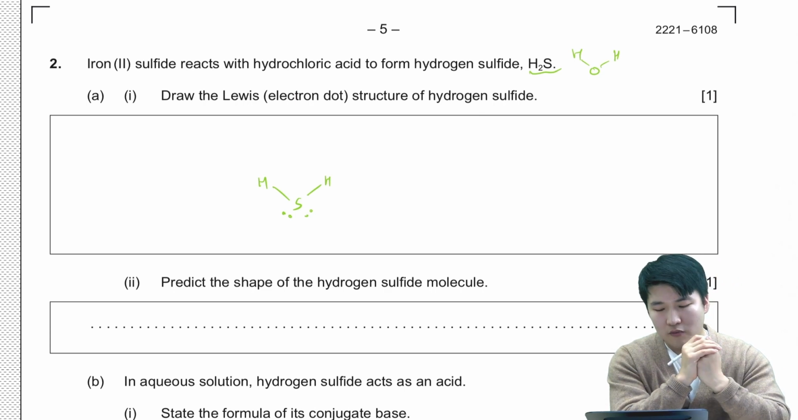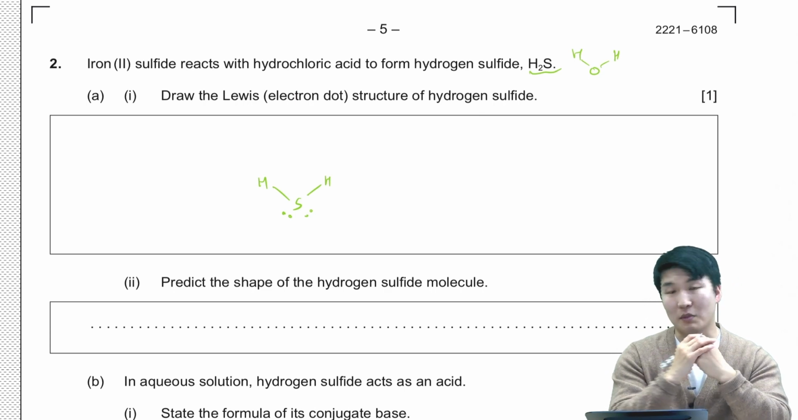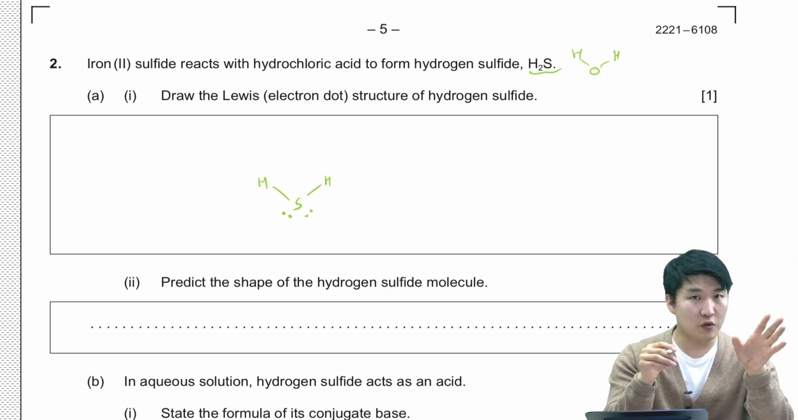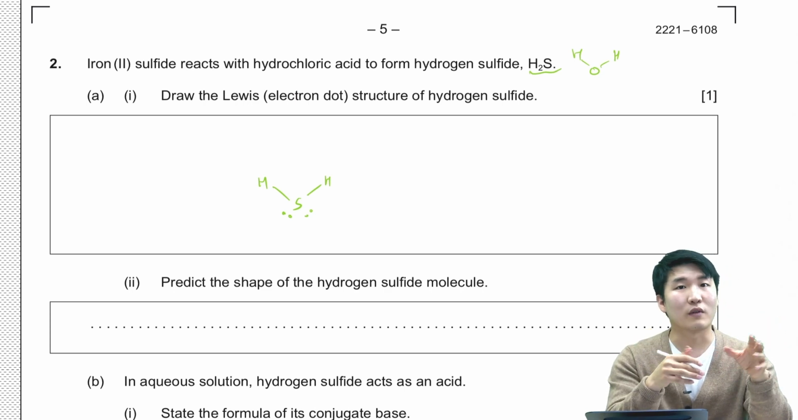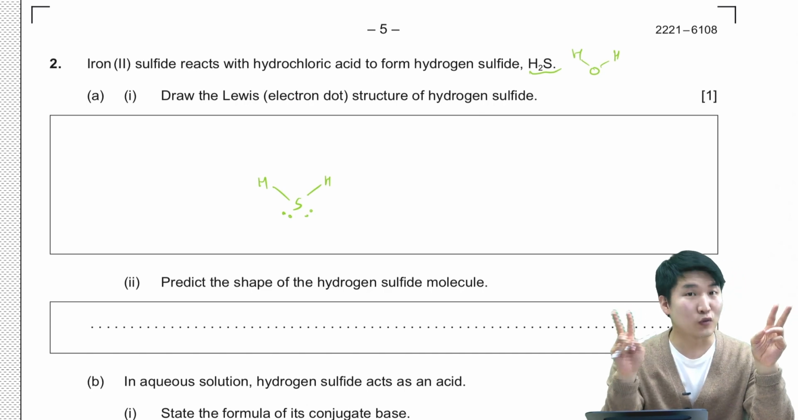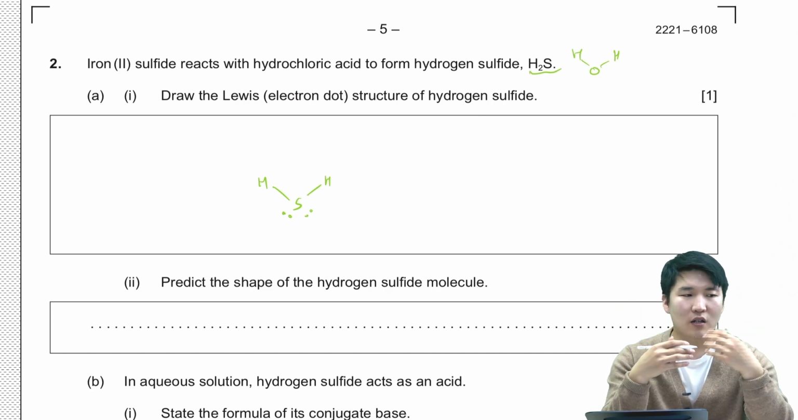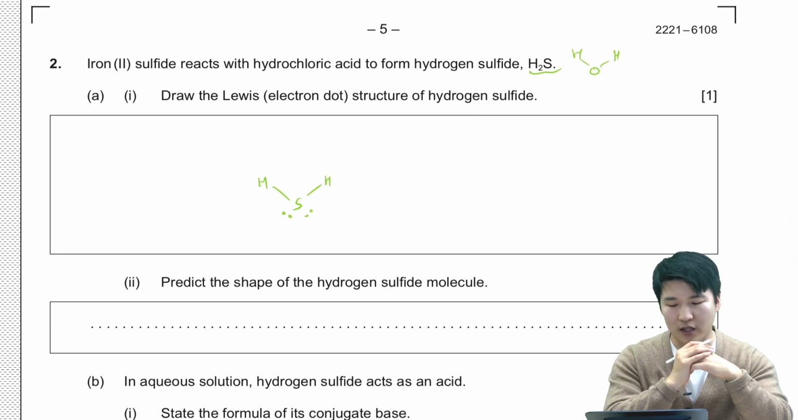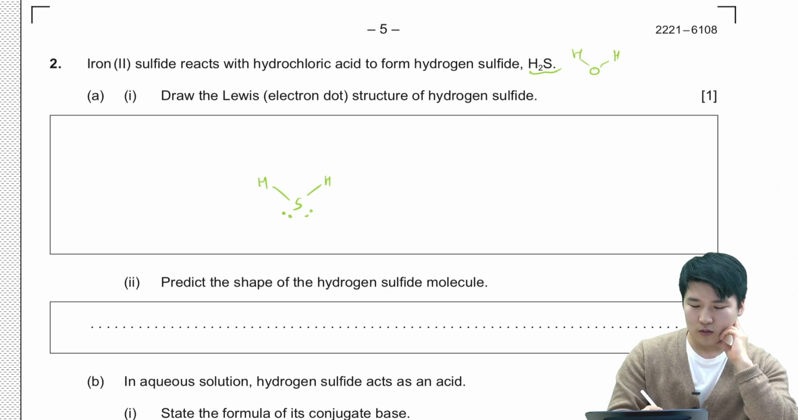The shape of the hydrogen sulfide molecule is going to be bent. Remember, we've got 4 electron domains, out of which we've got 2 bonding pairs and 2 lone pairs, meaning we'll have a 104.5 degree bond angle, called bent shape. We may also call this molecular geometry V-shaped.